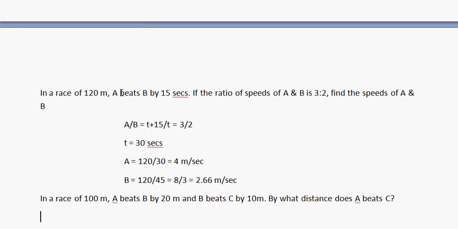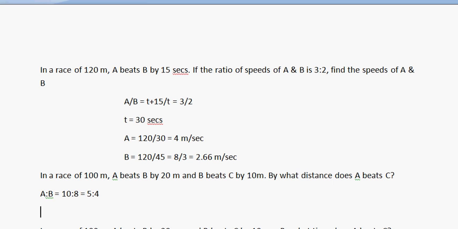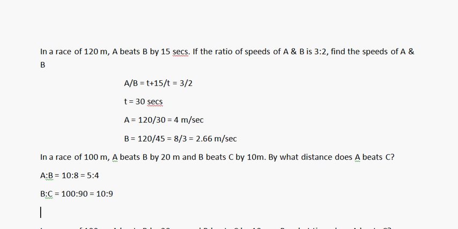Here we have three entities, A, B and C. It says A beats B by 20, which means speed of A ratio speed of B should be equal to 10:8, which, if we simplify, is 5:4. B beats C by 10 meters, which means B ratio C is equal to 100:90, or 10:9. What we have to find is A ratio C, the distance by which A beats C.